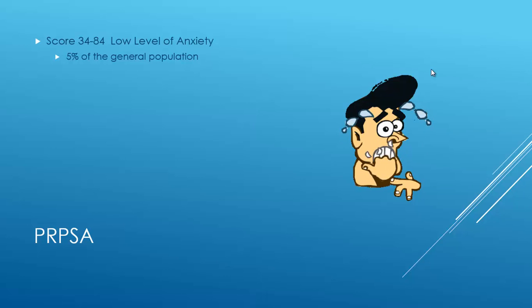Your score should have ranged somewhere between 34 and 170. So let's talk about each score. If you scored in the 34 to 84 range on that self-test, you have very low levels of anxiety. You're actually quite unusual to the general population, and about a little less than 5% of the general population has low levels of anxiety.